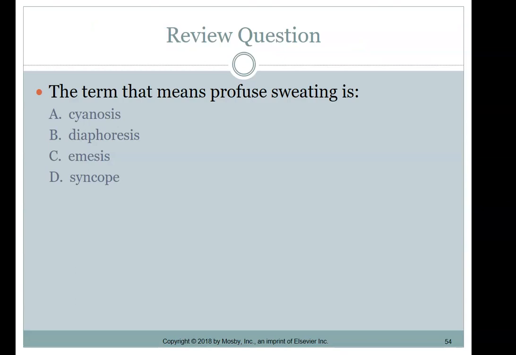Review questions. The term that means profuse sweating is A. Cyanosis, B. Diaphoresis, C. Emesis, or D. Syncope. And your answer would be B. Diaphoresis.